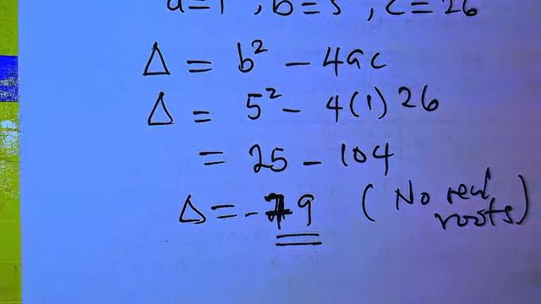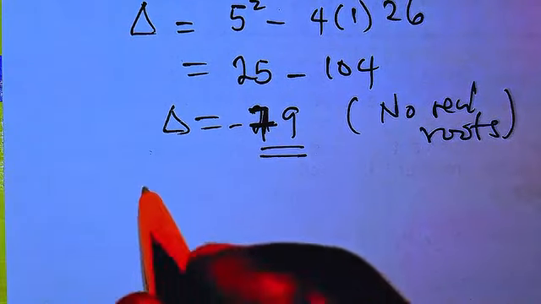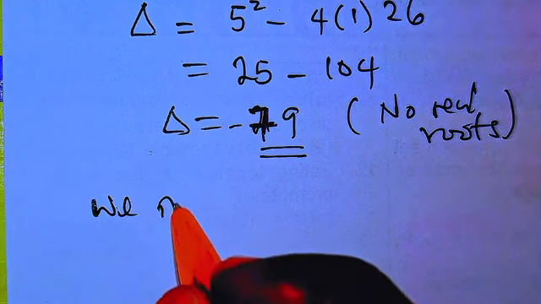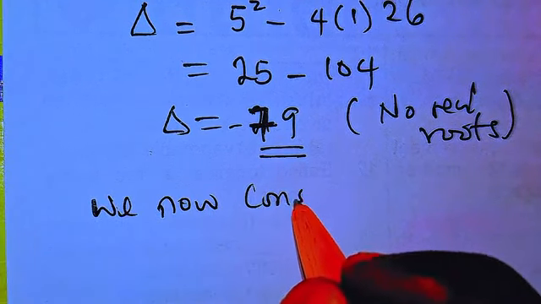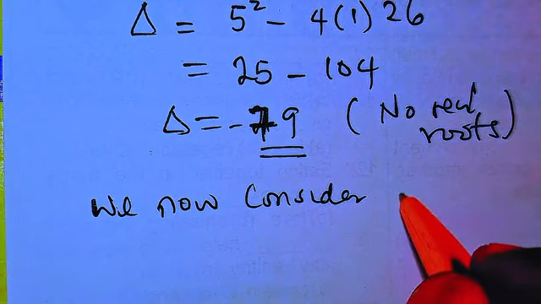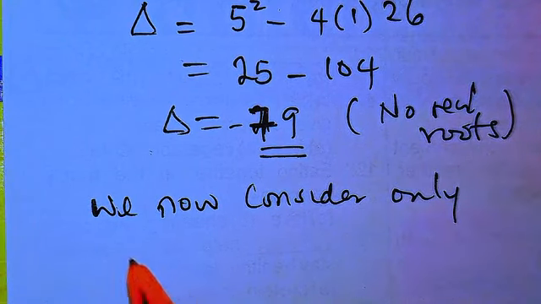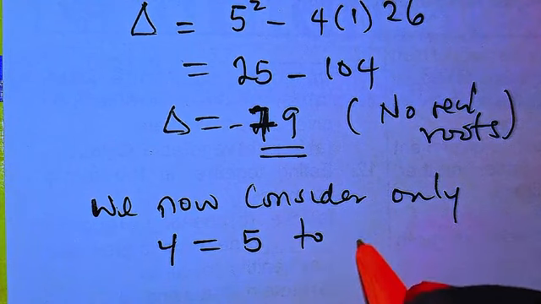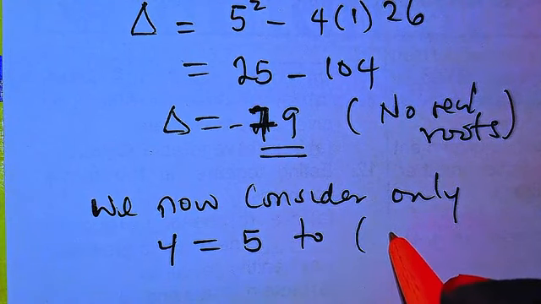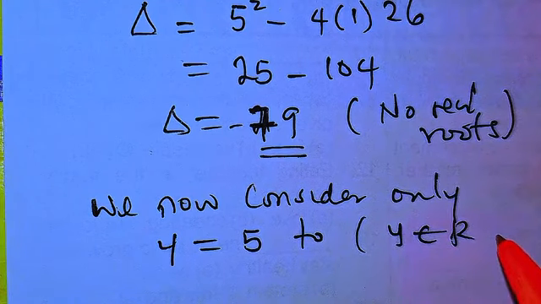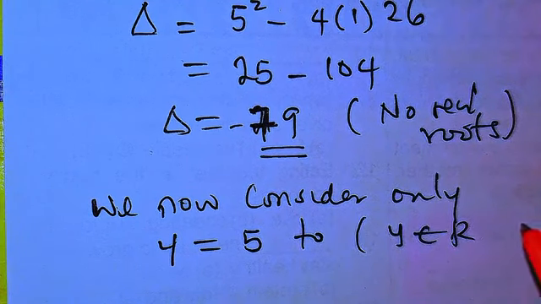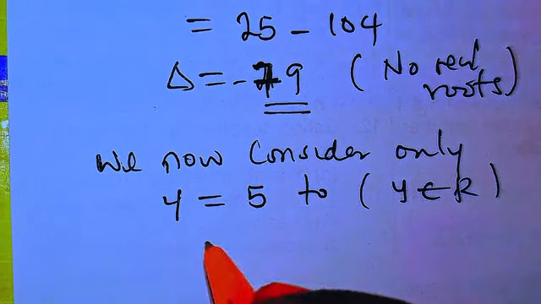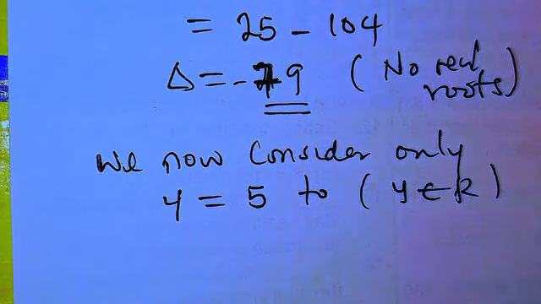So therefore we now consider only y equals 5 to be real. That is, y is real. Are you getting it now? So from there, since y is real, the only solution is y equals 5.